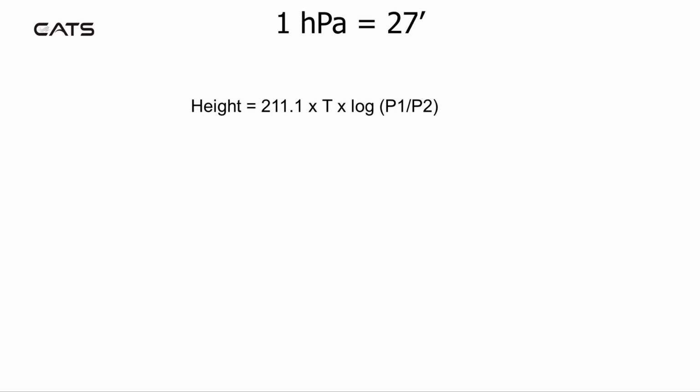Divide these by each other and take the logarithm of it and multiply by sea level temperature of 15 degrees Celsius, but add 273 to get Kelvin. Then multiply this by 211.1 and the answer that you should get is very close to 27 feet. This is for that 1 hectopascal change from 1013 to 1012. You can use this formula for any part in the atmosphere.